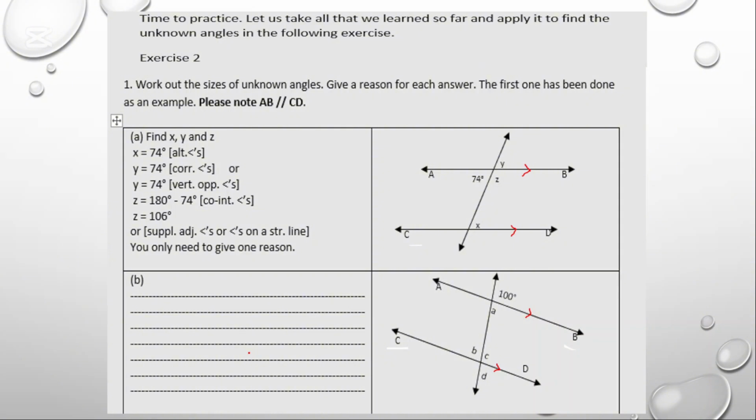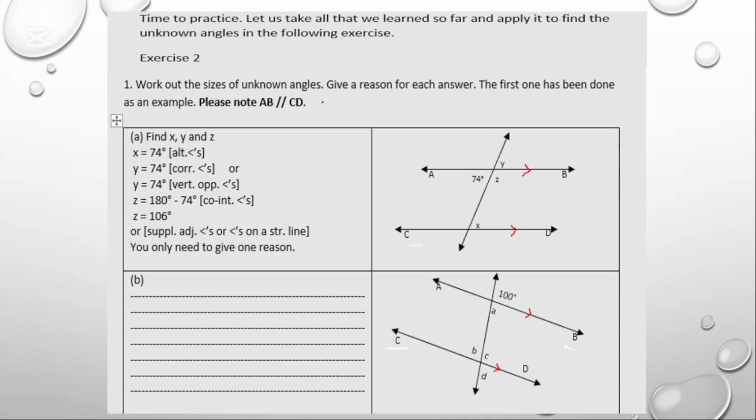So it's time to practice. Let us take all that we learned so far and apply it to find the unknown angles in the following exercise. Exercise 2. Work out the sizes of unknown angles. Give a reason for each answer. The first one has been done as an example. Please note AB in each one is parallel, that's the symbol, is parallel to CD.